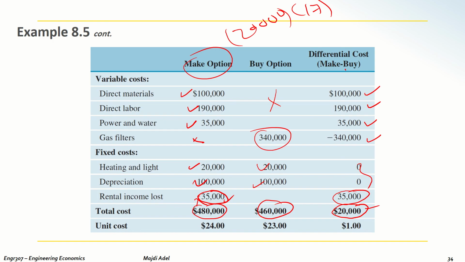And if I want to calculate the unit cost for both options, for example, if I divide 480,000 by 20,000 units, you will see that the cost per unit for the make option is $24, and the cost per unit for the buy option is $23 per unit. Therefore, the buy option is the most economical one.